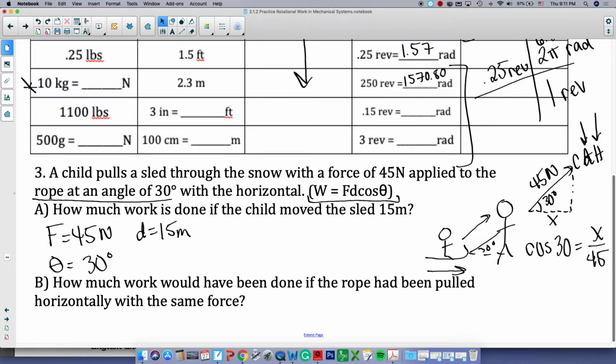And then to get the x, we would multiply both sides by 45, and you get 45 cosine 30 degrees. So that's where you get the cosine theta part of it, because we want the horizontal component, or the force that's in the same direction of the motion. So we're going to have 45 newtons times 15 meters times cosine of 30 degrees.